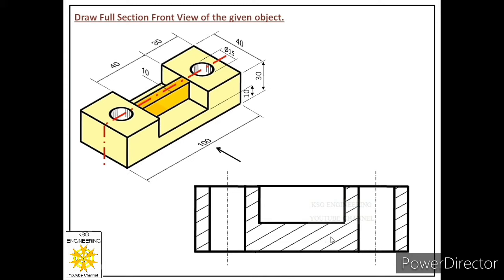Now you can see we are ready with the full section front view of this object. And this rib is not merged with the other plate and the section lines are not placed in the rib. So this is the final answer to full section front view of the given object. Now in the next part of this lecture, we will draw full section front view and its top view on the grid sheet.